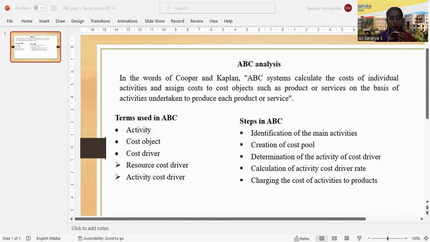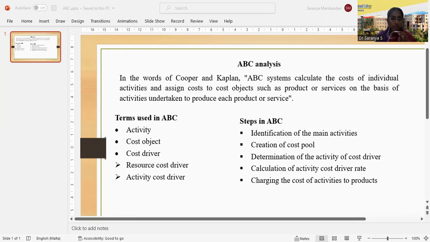So the definition is here in the words of Cooper and Kaplan. ABC system calculates the cost of individual activities and assigns cost to cost objects such as product or services on the basis of activities undertaken to produce each product or service. So these are the terms used in ABC is the next heading. First point is activity. So activity is nothing but any particular task which has a specific purpose.